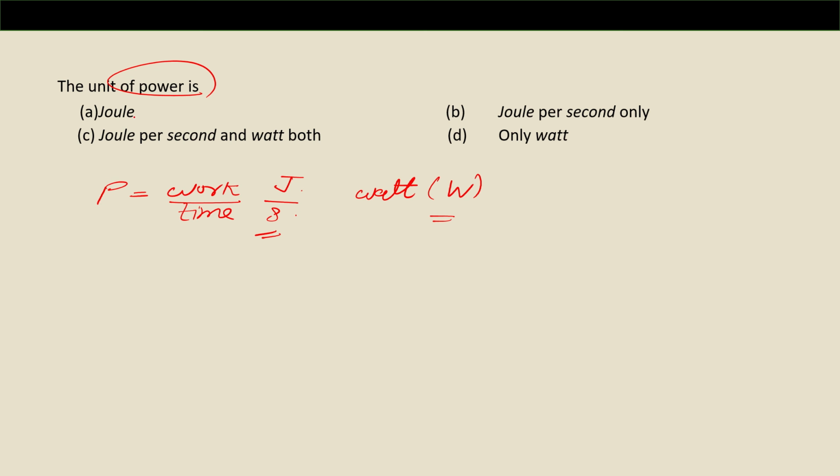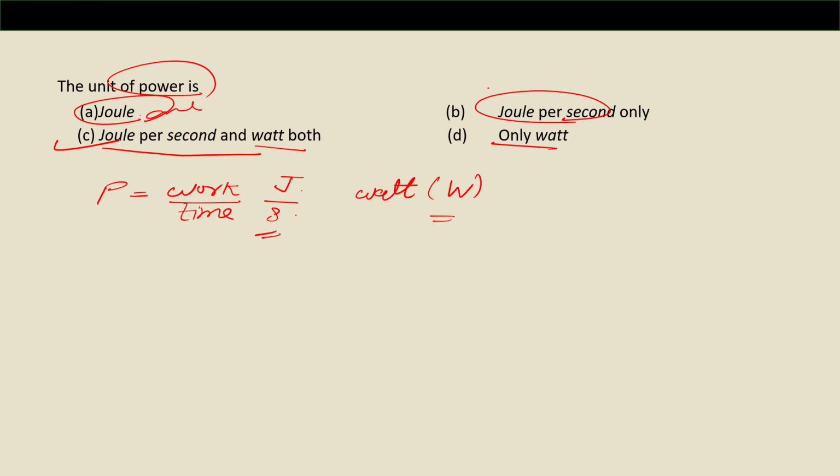So joule, only joule, ये correct है. Joule per second is also correct. And here we have both options, joule per second and watt both. And here only watt. So क्या होना चाहिए आंसर अपना? C वाला होना चाहिए, because यहाँ पे only joule option दिया है. Here we have only joule per second. See, this joule is wrong. Joule is not a unit of power. Joule work की unit होती है.